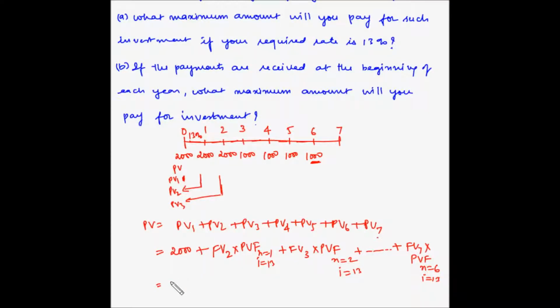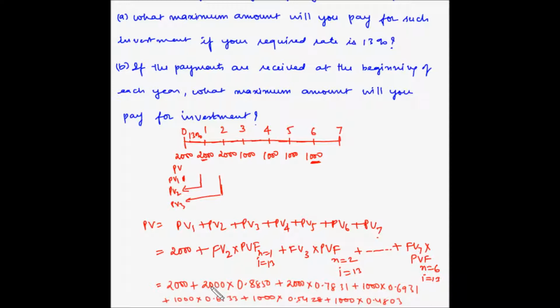So this is 2000 plus FV2 is 2000 into present value factor value for n is 1 and I is 13 is 0.8850 plus, so let me note down the remaining values. So these are all the values.